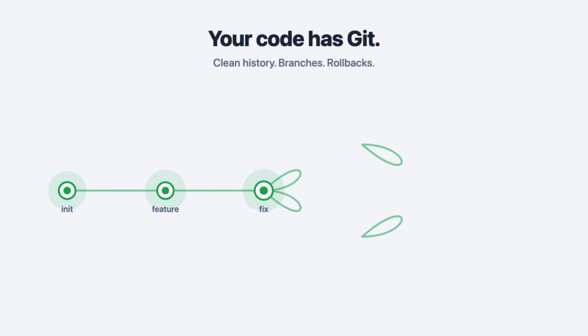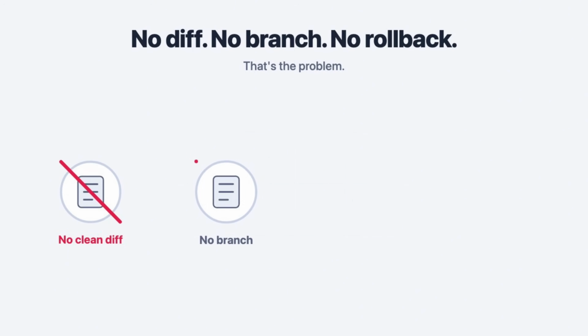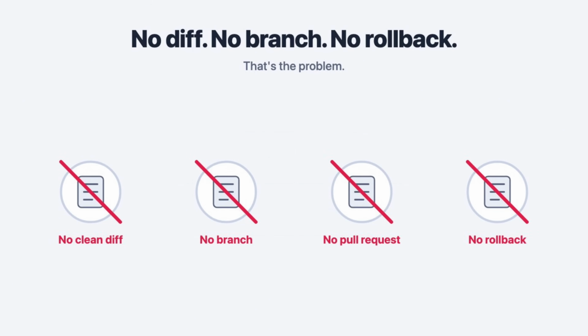Your code has Git, your data has what? Exactly. That's the problem. One bad CSV, one config row, one spreadsheet edit, and now your app is broken. There's no clean diff, no branch, no pull request, no obvious rollback.